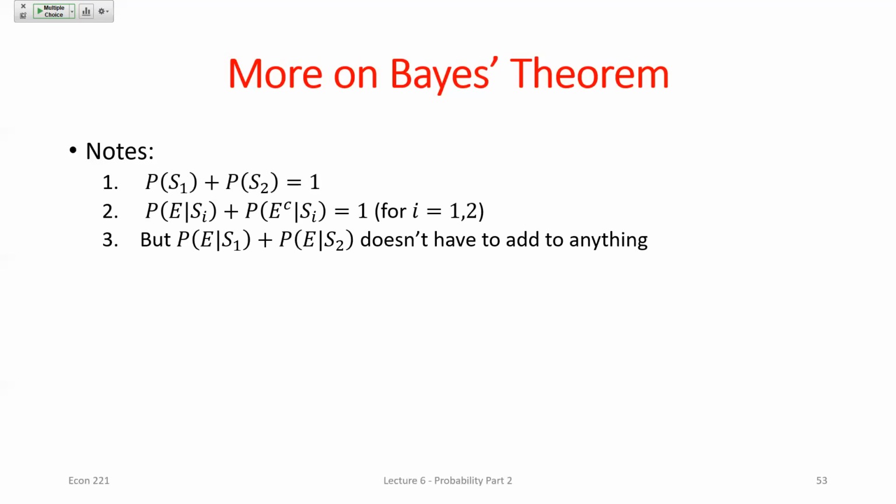If we condition on different states of nature and try to add up conditional probabilities, who knows what that is? It could actually be over 1. It doesn't have to follow any rule.